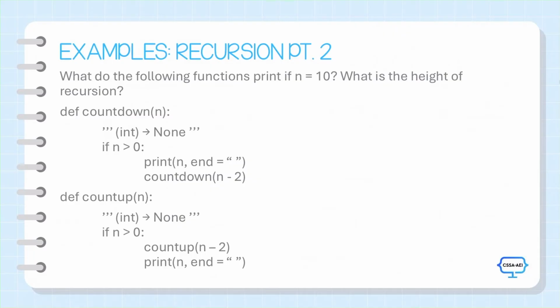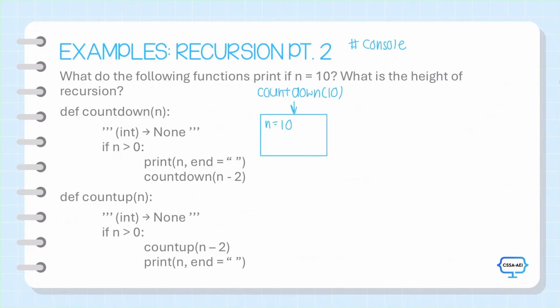Okay. Next example, what do the following functions print if n is 10, and what is the height of recursion again? Okay, let's do our countdown first. So we're going to call countdown 10. I'm going to have n equal to 10, and I'll get my console ready.